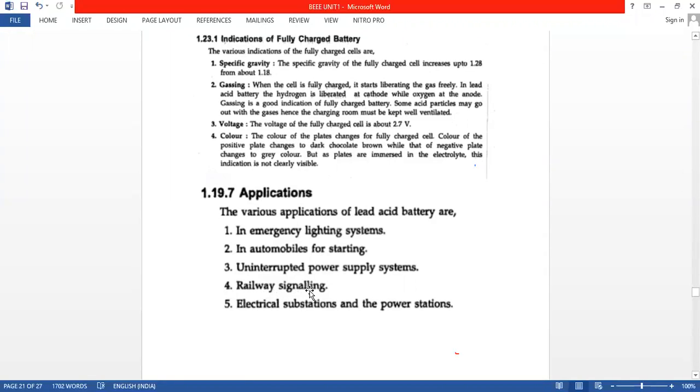In railway applications, and the substation near your house, where we get the power from that substation, there we use batteries. In hospitals also we use lead acid batteries. Whenever the power supply is off in our house, if you have a lead acid battery, you can gain the power from that battery. Emergency lighting systems. Automobiles for starting. Automobiles means electric vehicles, electric bikes, electric cars, where we use the lead acid battery. So applications we have taken.